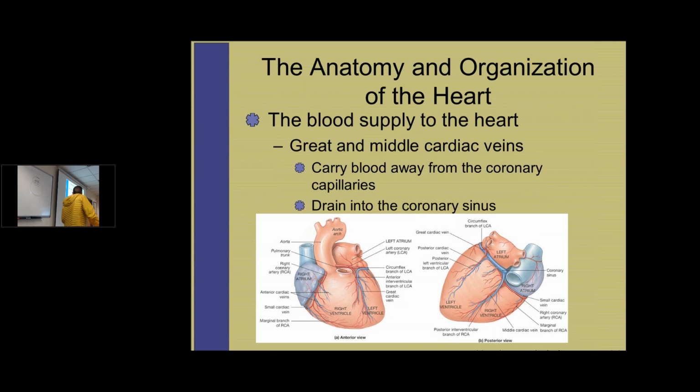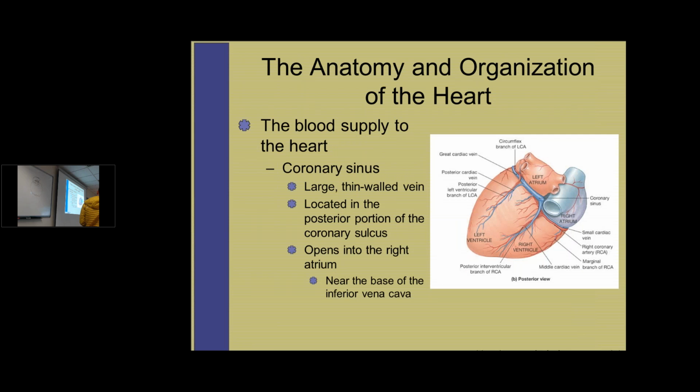So blood is carried through the coronary arteries and then collected with the coronary veins and dumped into the sinus. And that sinus dumps right back into the right atrium. The coronary sinus is a thin-walled vein because it's not receiving a great amount of pressure, just like most veins. And like I said, it opens into the right atrium, just near the inferior vena cava.